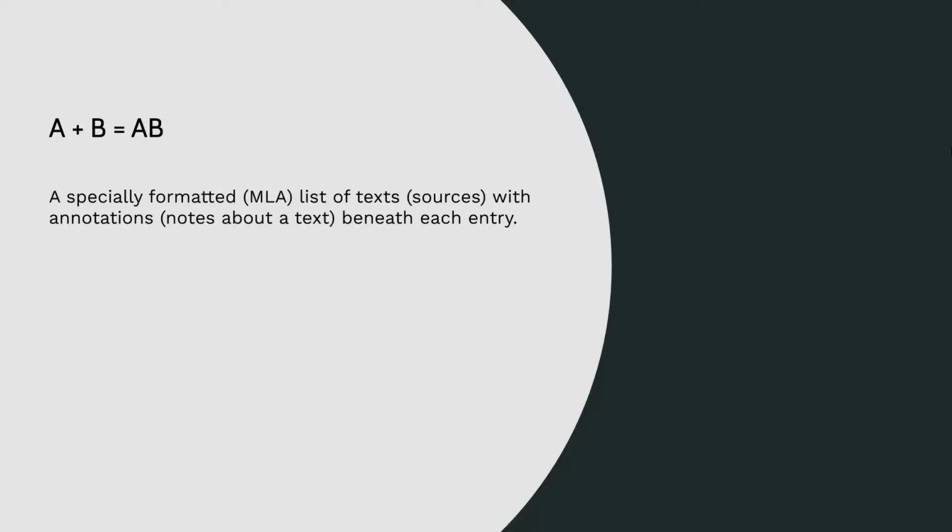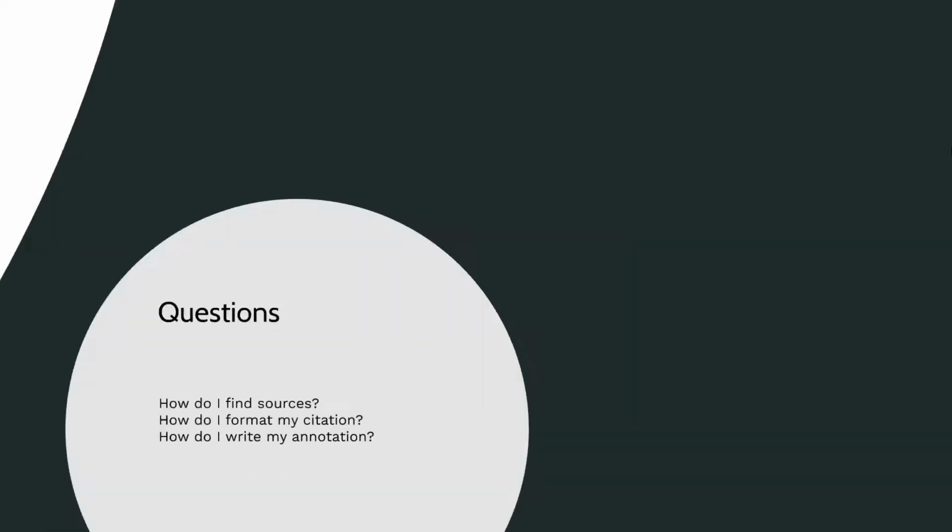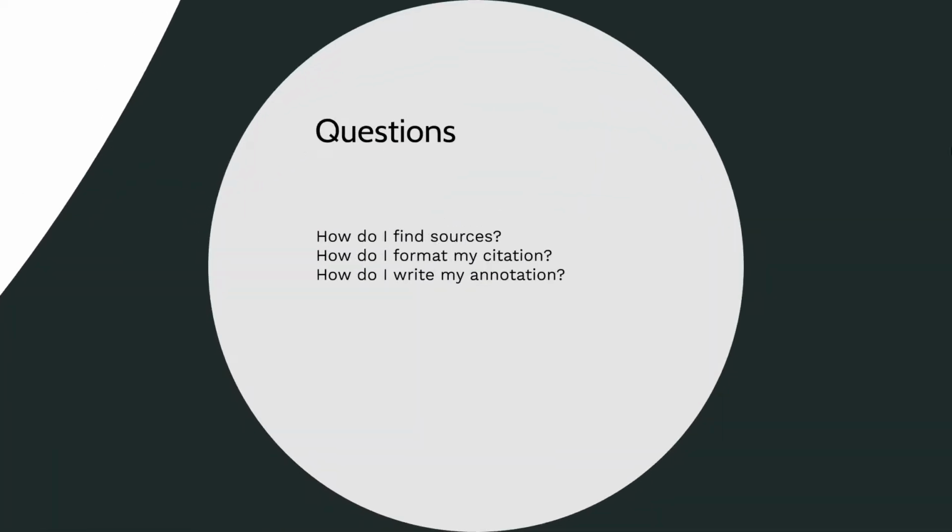So our primary concern here is finding good sources and making sure that we take good notes on those sources and that everything is formatted neatly. I realize that's three things. Those are our three primary concerns. So we're left with three questions. How do you find those sources? How do you format your citations? And how do you write your annotations? Those three are basically the rest of this video, how we're going to go through each of those.